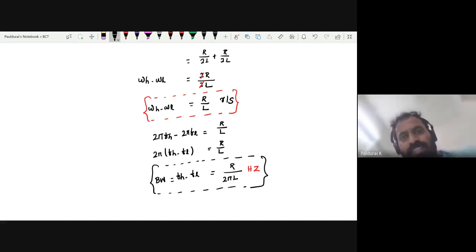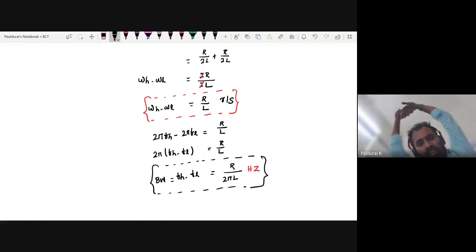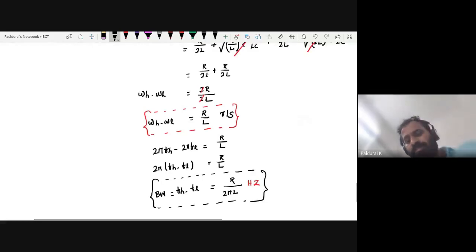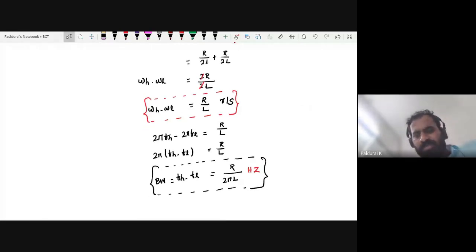I hope you enjoyed this derivation. Okay, I will forward my material, in that everything is available. So this is the bandwidth. I hope you got the idea what is bandwidth and how to calculate bandwidth. The formula for bandwidth is very important.